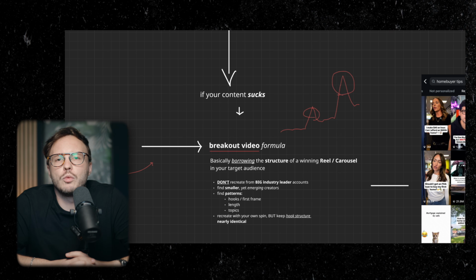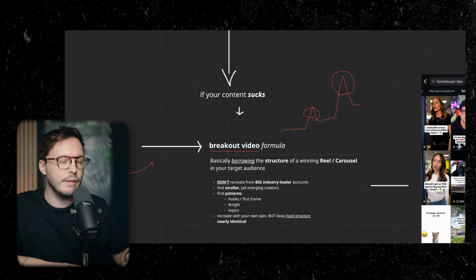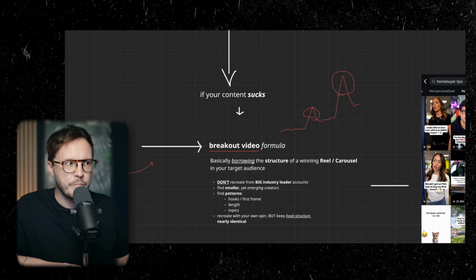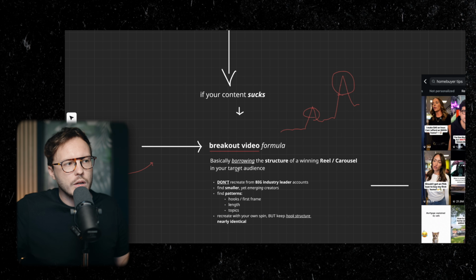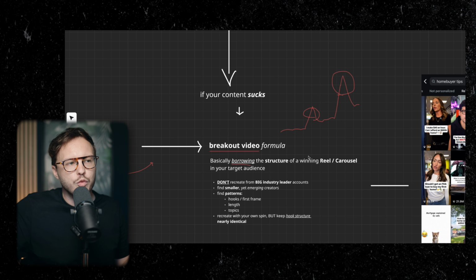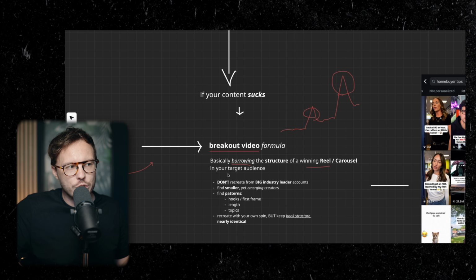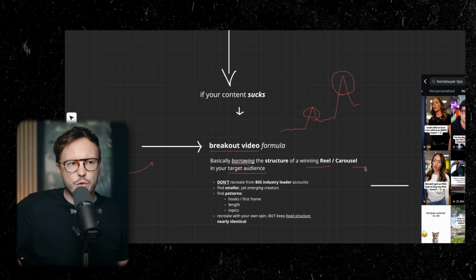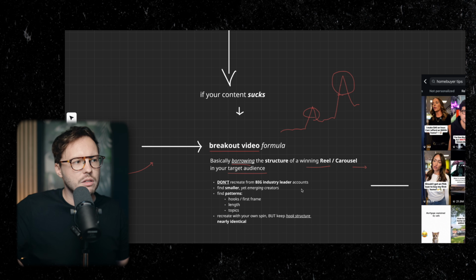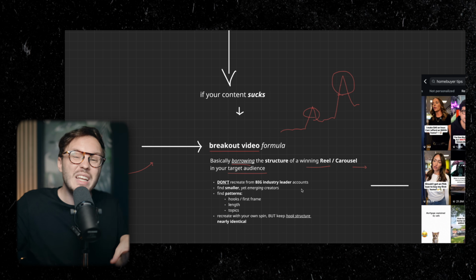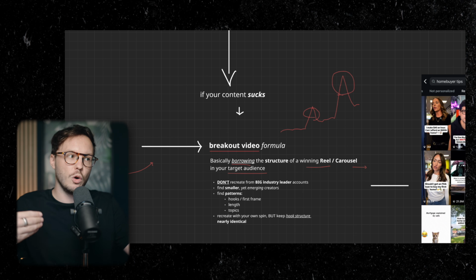So the way the algorithm works is it always plays with what it already knows about certain videos, data, and if it has data about a certain topic or a certain video, it obviously prefers that. So what you want is to do some research like I'm going to show you, and basically borrow the structure of winning reels or carousels in your target audience. Basically the structure of reels that work right now within the past 30, 60 days. And you want to recreate this whole thing with your own spin, right?